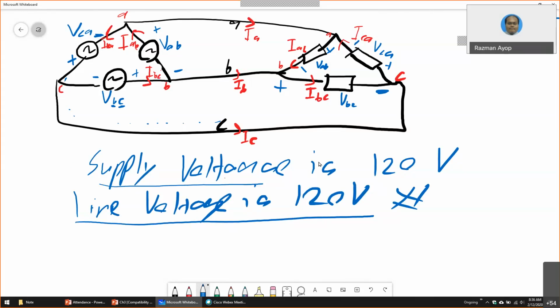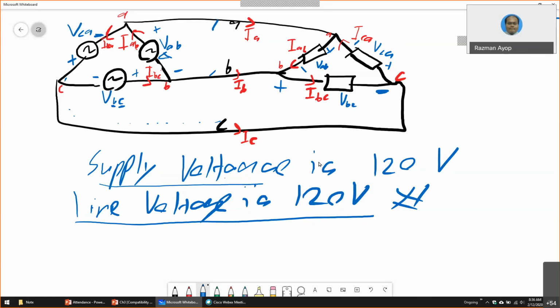But if they say the voltage source is 120, it means this is the voltage source. Make sure you know the difference. Supply voltage means the line voltage here and here.